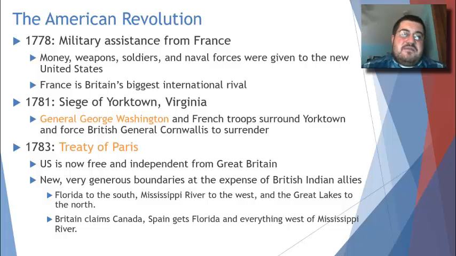And then we officially signed the Treaty of Paris in 1783, two years later, which says we're independent from Britain, and it gives us some very favorable boundaries at that point. Florida to the south, which is still owned by Spain. Mississippi River to the west, so that includes Illinois, Indiana, Ohio, which will eventually be called the Northwest Territory, and the Great Lakes. Above that is Canada, which is still British-owned, and Spain gets Florida and everything west of the Mississippi River.